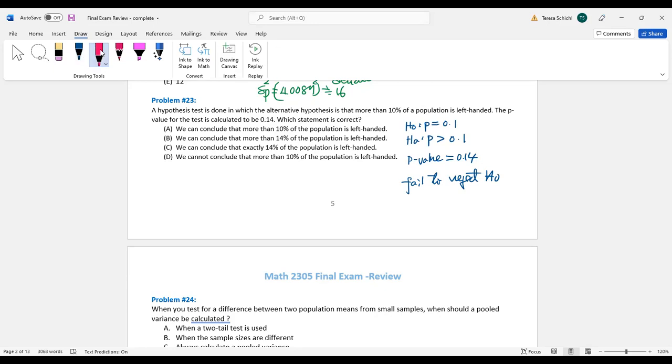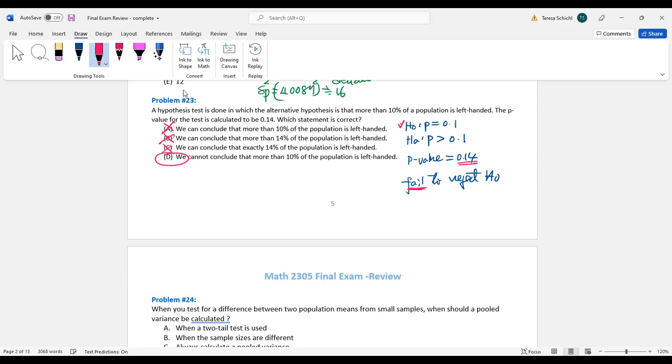Let's see which statement is true here. We can conclude that more than 10% of the population is left-handed. No, we fail to reject, so we stay with H0. This is not true. We can conclude that more than 14% of the population is left-handed? No, that's not the meaning of the p-value. We can conclude that exactly 14% of the population is left-handed? No. We cannot conclude that more than 10% of the population is left-handed. This is the correct statement, because we failed to reject H0, which means we stay with H0.